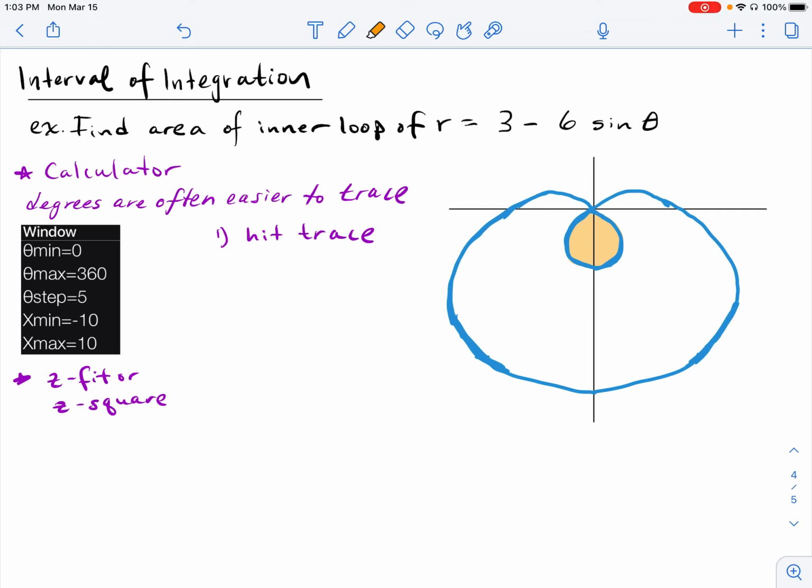Well, I'm going to have you now hit the trace button. So go ahead and hit the trace button. And if you do so, you'll notice that you'll immediately get, and I'll mark this, your little cursor or your blinker starting here. This is when theta is equal to 0, both 0 degrees and 0 radians. It starts there. So your graph doesn't actually start at the pole, which might surprise some students.